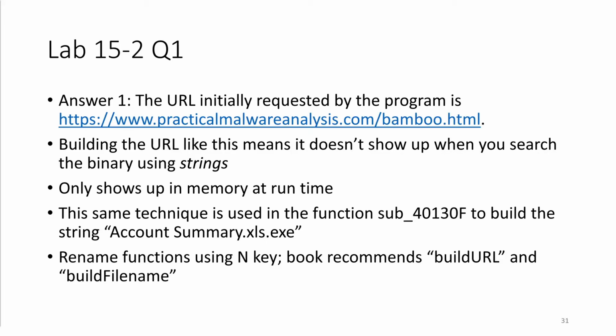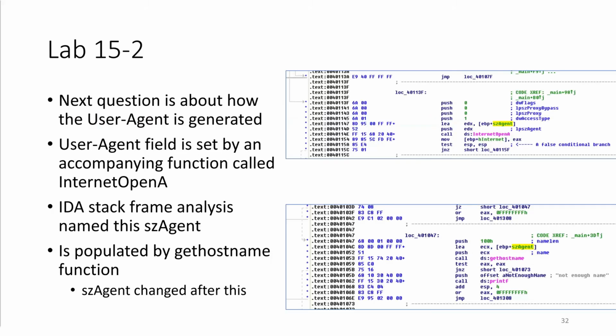This technique is used again in the function at hex 40130F to build the string accountsummary.xls.exe. To make analysis a little bit easier, you can rename the functions using the N key in IDA. The book recommends renaming them buildURL and buildFileName, so that's what I went ahead and did.